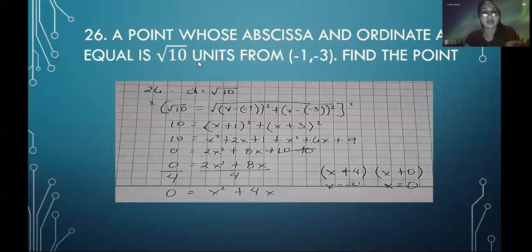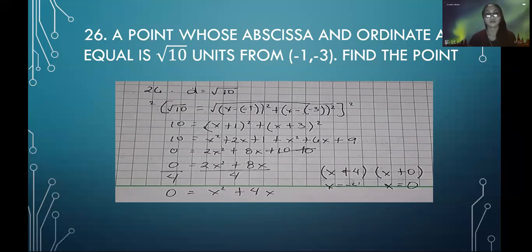Number 26. A point whose abscissa and ordinate are equal is square root of 10 units from (negative 1, negative 3). So find the point. So the value of d here is equal to square root of 10. So substitute. Square root of 10 is equal to the square root of (x minus negative 1) squared plus (x minus negative 3) squared. And square both sides, so this square sign is cancelled.